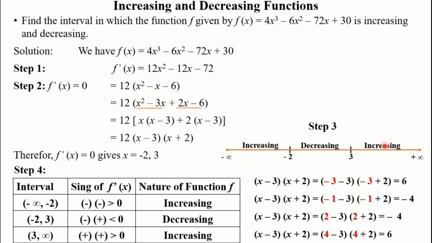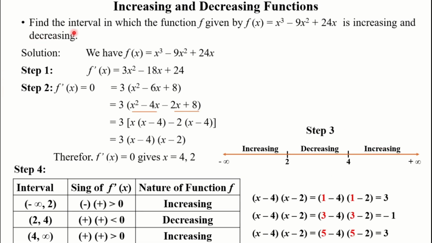Now second question. Find the interval in which the function f given by f(x) = x³ - 9x² + 24x. First step is we have to find out the derivative. The derivative of the given function is 3x² - 18x + 24.